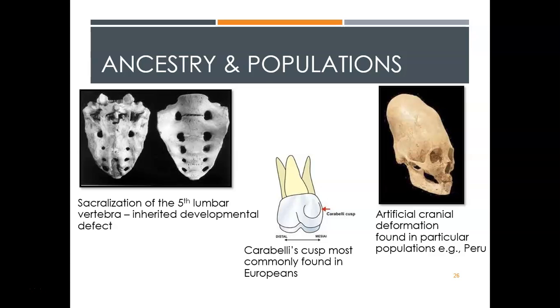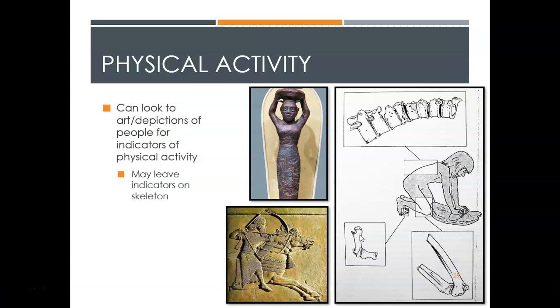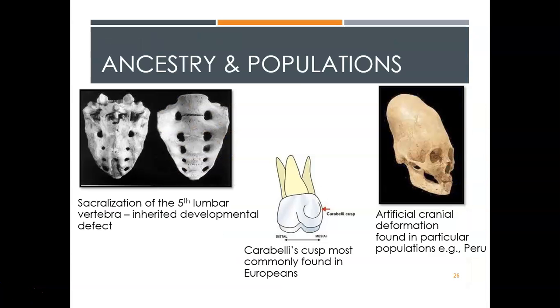Some populations modify the body in a way that signals their group identity. So artificial cranial deformation or cranial modification. So this is an example of an individual from Peru who's had head binding. And so this impacted the shape and size of their cranial vault. Sorry, it's going a little too fast here.